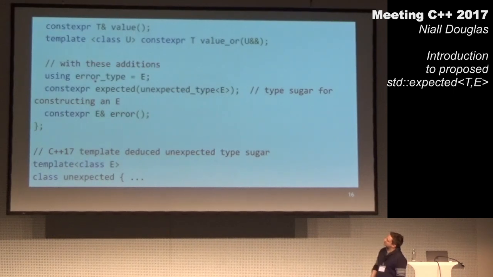So here's the additions. You have an error type E, and you have an expected with unexpected type E. So this is type sugar. It says, please construct an unexpected addition of myself. And then over here, you have an observer for error. Down here, I have the weasel words, template deduced unexpected type sugar. This, if you're familiar with template deduction guides, which are a new feature coming in C++17, makes total sense.